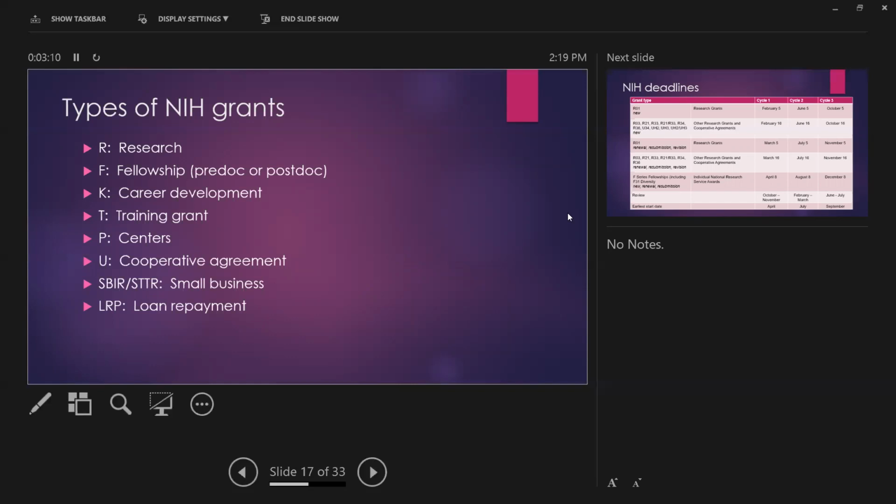Us are cooperative agreements, which mean that NIH is more closely involved. So it's more like a CDC grant where NIH people are monitoring your progress really closely and maybe helping you coordinate with other centers. Then there are these SBIRs and STTRs. Those are small business grants. And then the LRP is loan repayment, which you could all apply for if you have student loans. That sort of talks about you and your progress and your plans to stay in the research field. And if you're an excellent candidate, NIH will pay your student loans. So that's a really good benefit, and you should look into that if you have heavy student loans.